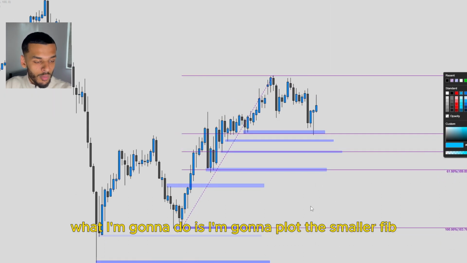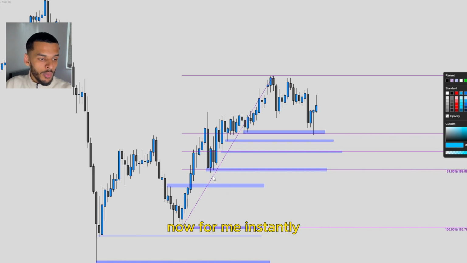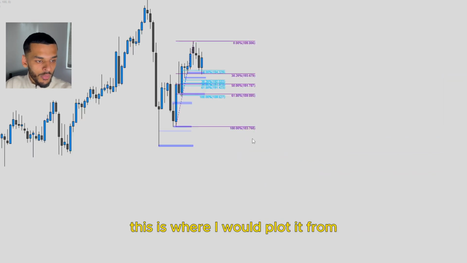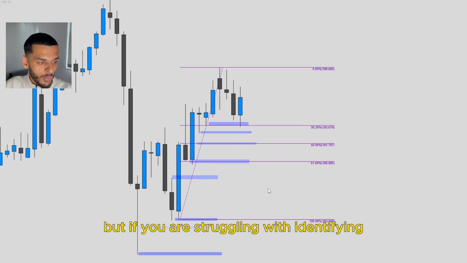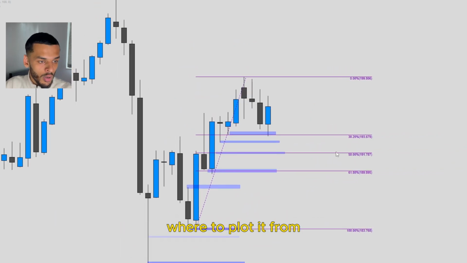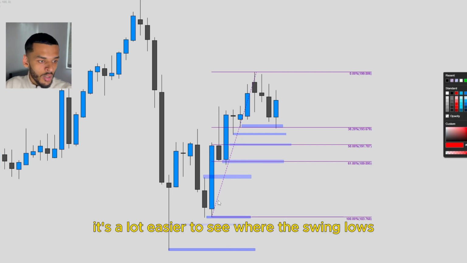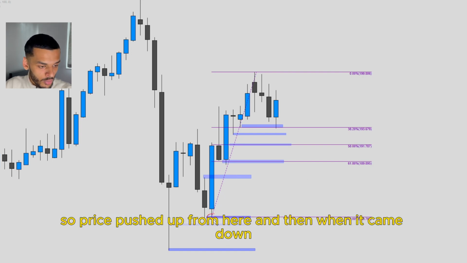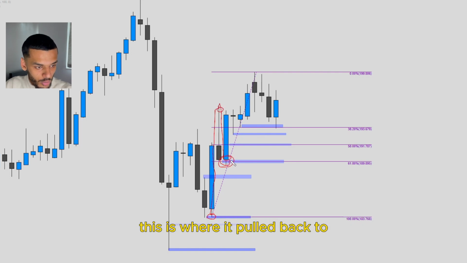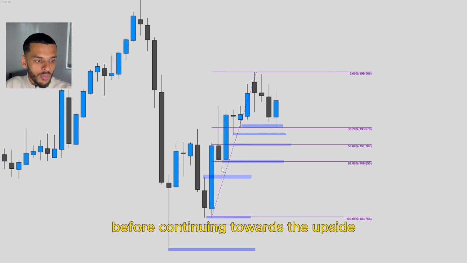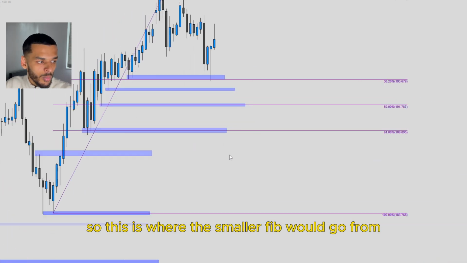Now what I'm going to do is plot the smaller fib. For me, instantly this is where I would plot it from. But if you are struggling with identifying where to plot it from, if you go onto the higher time frame, sometimes it's a lot easier to see where the swing lows and highs are. So price pushed up from here, and then when it came down, this is where it pulled back to before continuing towards the upside. So this is where the smaller fib would go from.